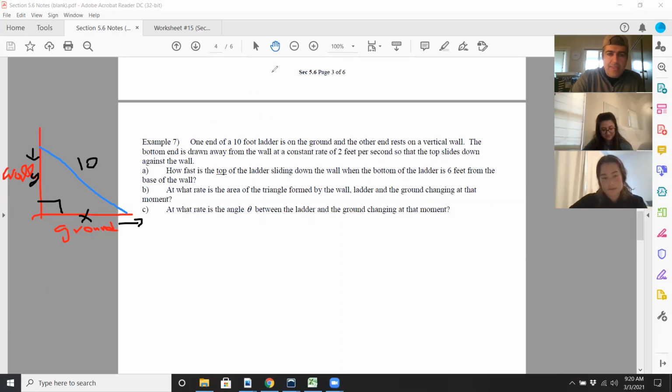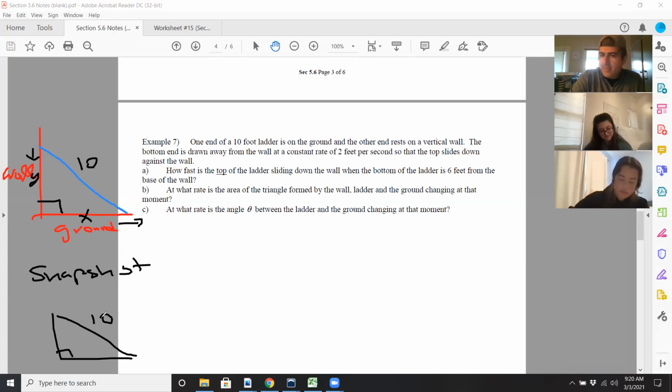So this is my second diagram. I'm going to call it the snapshot. The snapshot is this. I draw another right triangle. Of course, this is 10, right? The ladder is 10 feet long. And the top of the ladder, when the bottom of the ladder is 6 feet from the base of the wall. So when this is 6, anyone know what this is going to be?